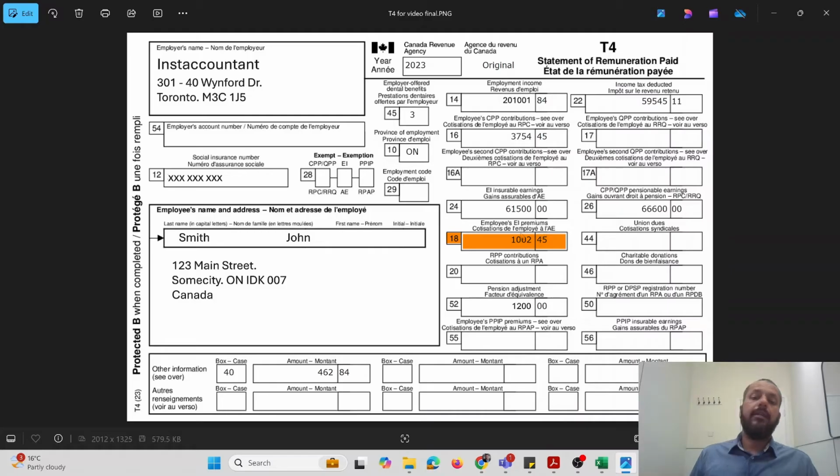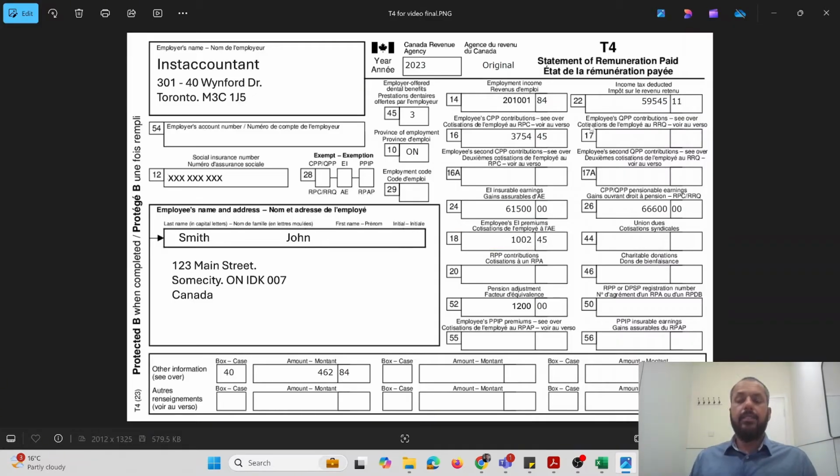So this has to be deducted as well. Again, there are a few exceptions, but this is the employment insurance premium that every employee has to pay. In this scenario, Mr. John got $1,002.45 deducted from his salary as EI premium.